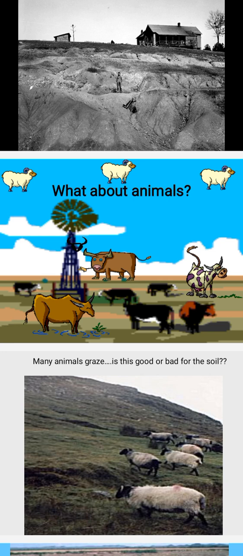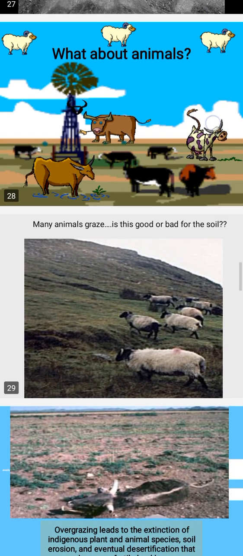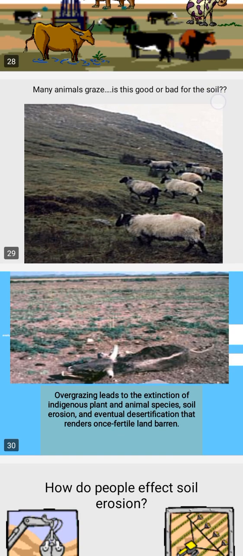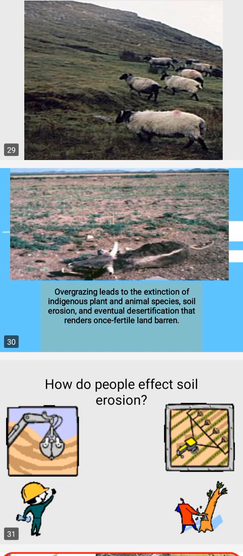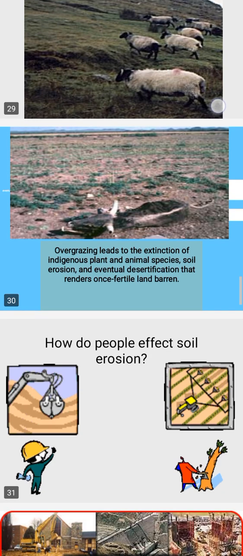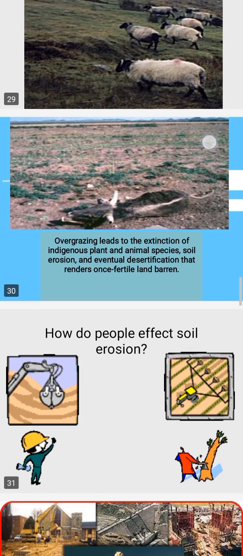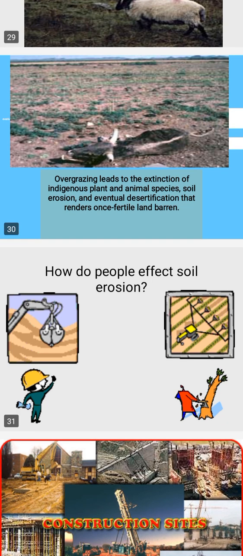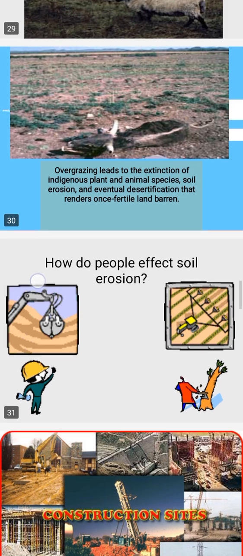What about animals? So many animals graze. Is this good or bad for the soil? You can see overgrazing leads to extinction of indigenous plants and animal species, soil erosion and eventual desertification that renders once fertile land barren.